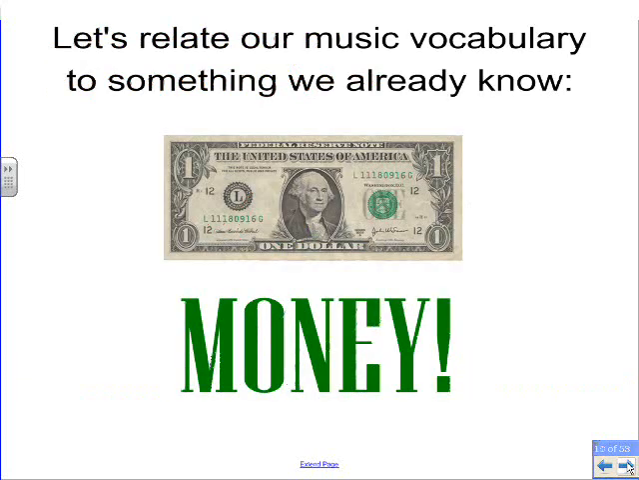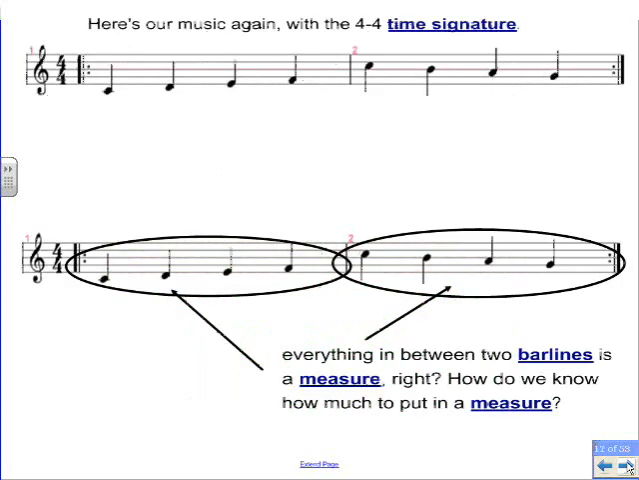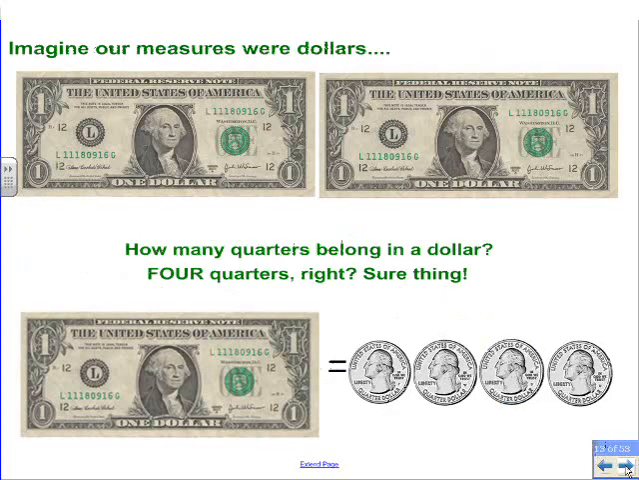Let's relate our music vocabulary to something that we already know about, money. Here's our music again with the 4/4 time signature. Everything in between 2 bar lines is a measure, right? How do we know how much to put inside each measure? Imagine our measures were dollars. How many quarters belong in a dollar? 4 quarters, right? 4 quarters and $1, it's the same value.